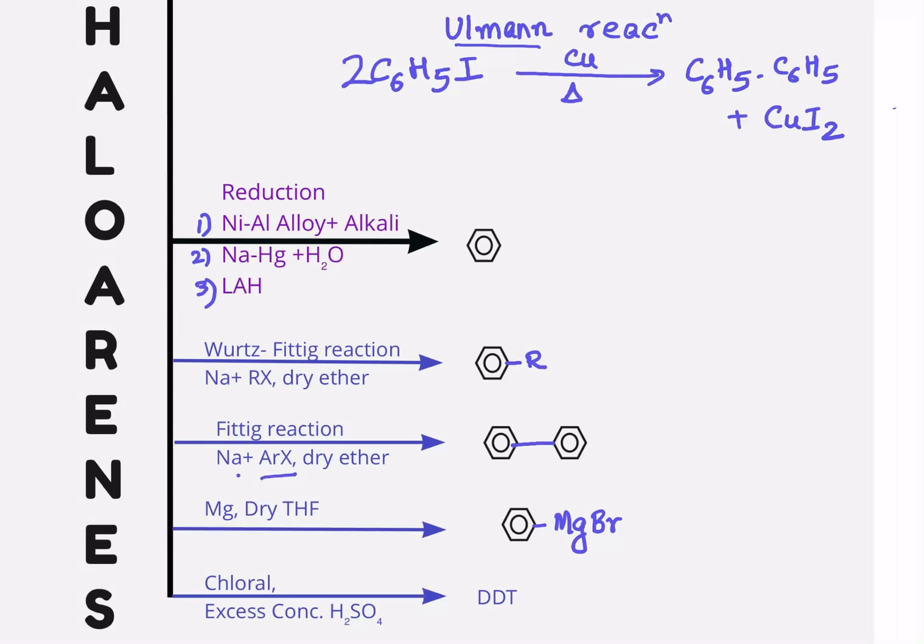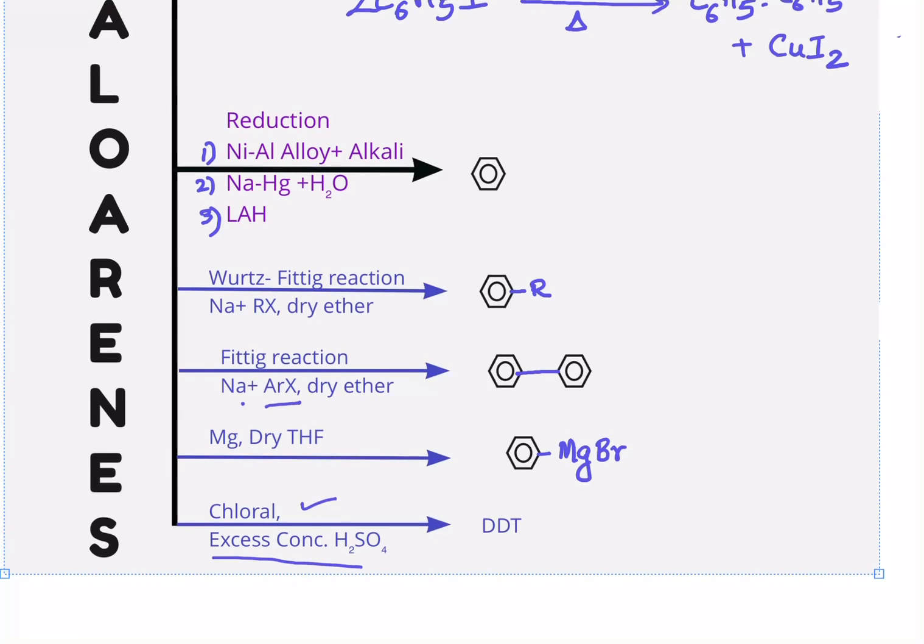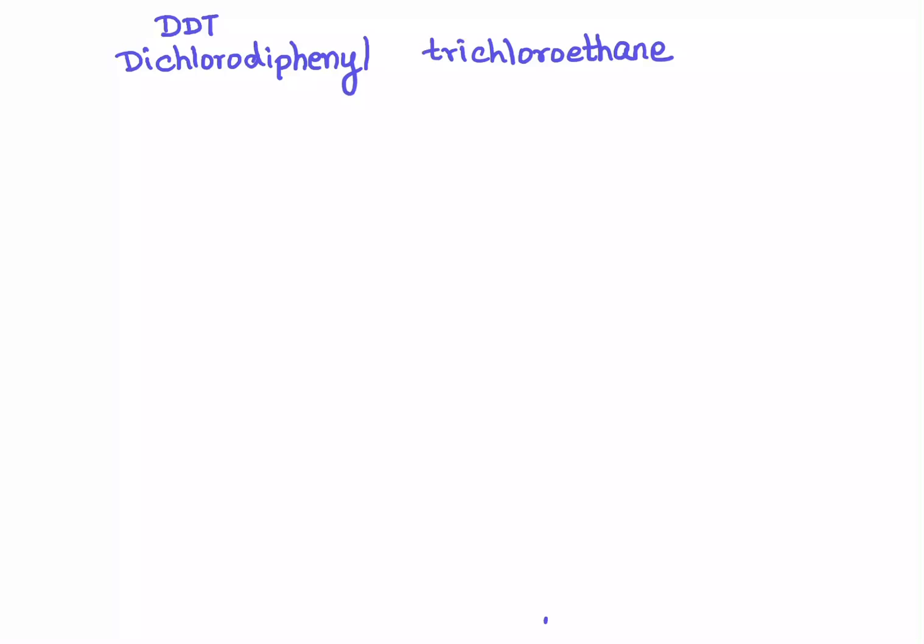Chloral. Reaction with chloral in the presence of excess concentrated H2SO4 is our last reaction we are talking about, which gives us an important compound called DDT. So let's write down the reaction and the product. Now DDT, dichloro-diphenyl trichloroethane, is the common name of this compound.